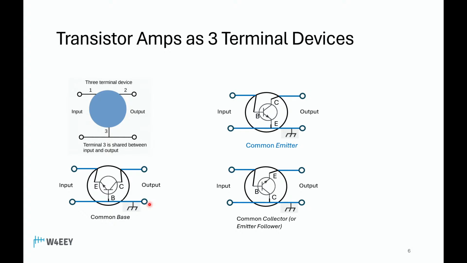Then we've got the common collector. This is also called an emitter follower. You notice we've rotated the transistor another way around the circle. So we've got the collector as the common item, and the output is from the emitter. So that's why it's sometimes called an emitter follower.